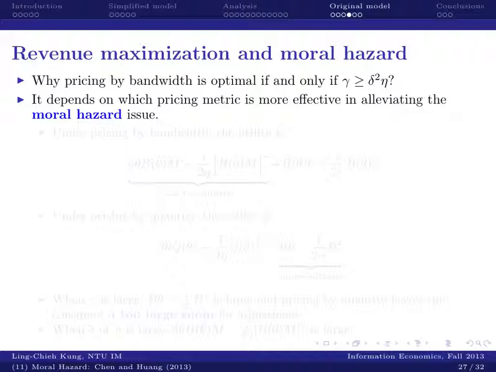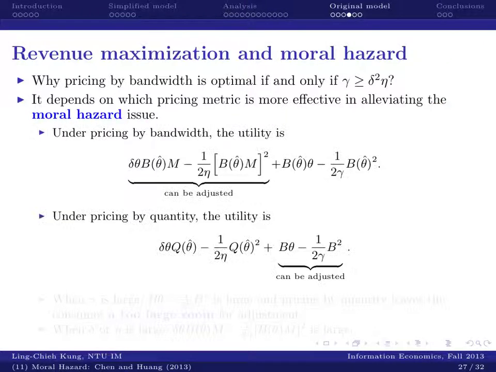Now, let's look at why we have this condition, why this will determine which one is optimal. We want to study the relationship between revenue maximization and moral hazard. Eventually, which one is optimal depends on which one is more effective in alleviating the moral hazard problem.